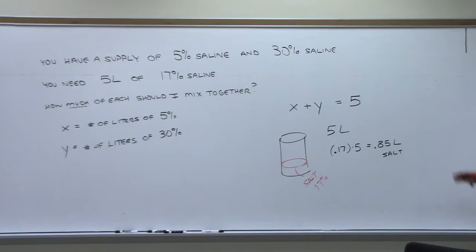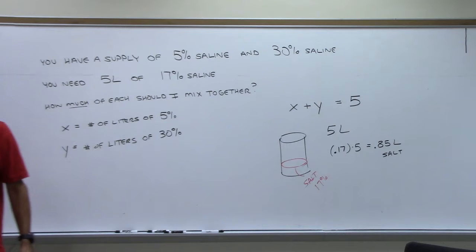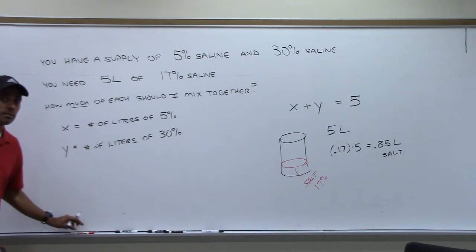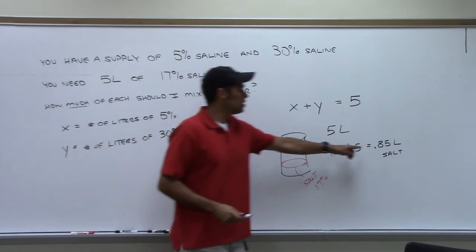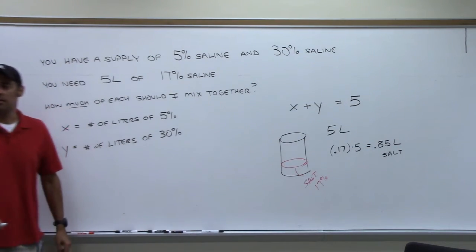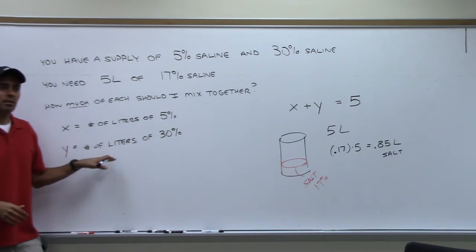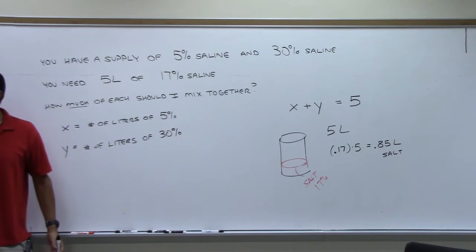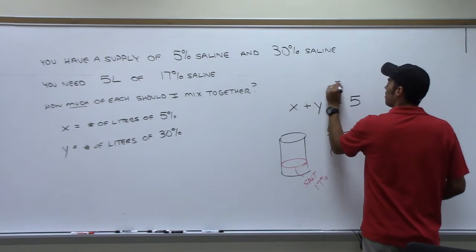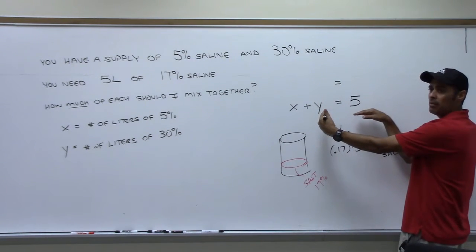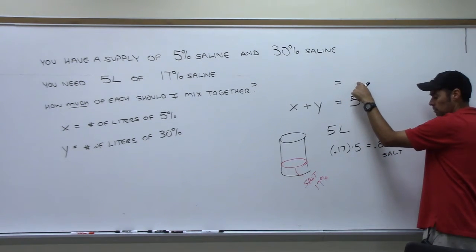Does that make sense? When you do your mixture at the end, that's how much salt is in there. That's the end result salt. How much of this salt came from the 5%? You don't know, do you? How much of that salt came from the 30%? You don't know, but that's what you need to figure out, right? So our last equation here has to do with the salt. This has to do with the total amount of liquid. This is the salt part of it. The end result is how many liters of salt?